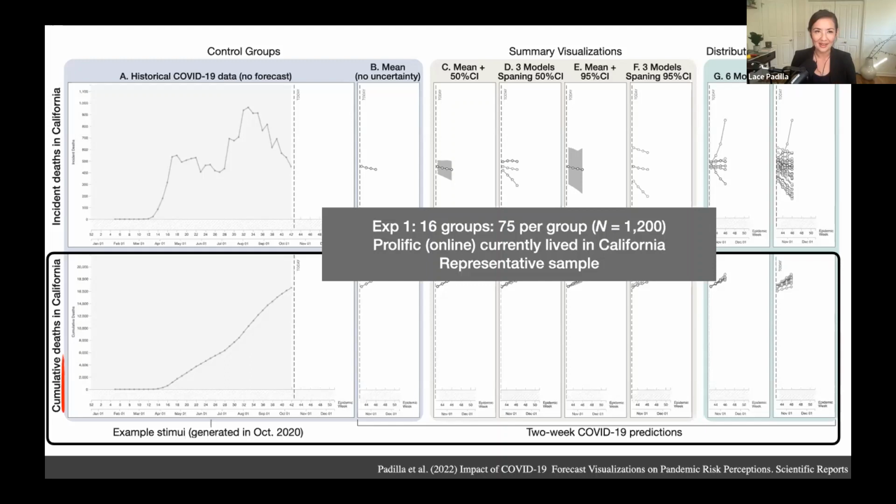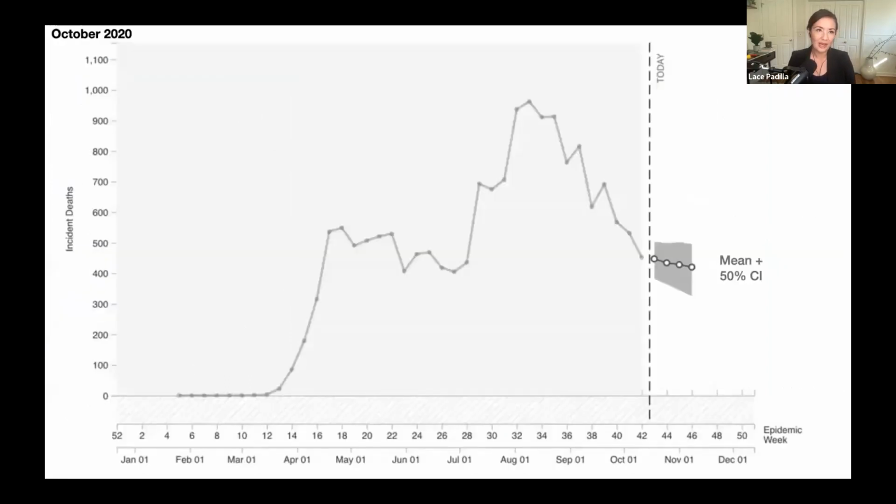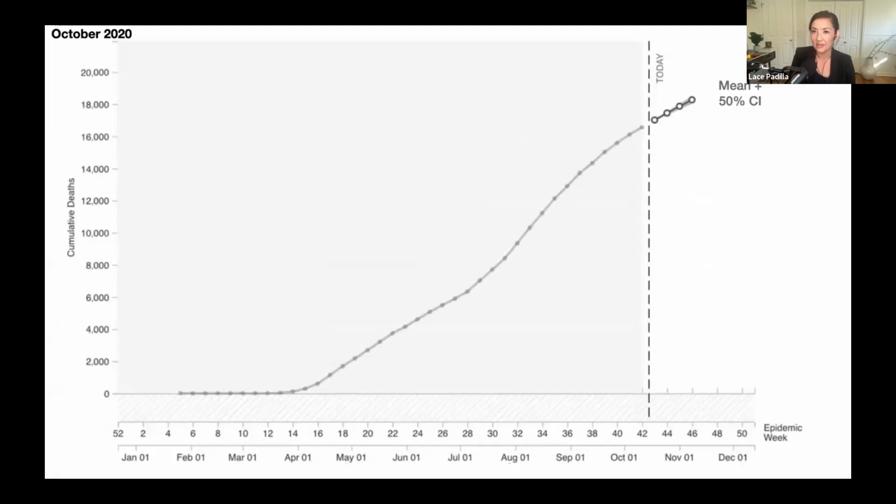Okay, so here we have an incident y-axis with a 50% confidence interval. And you can plot the exact same data with a cumulative axis, and it looks like this. Of course, the intervals are quite small.